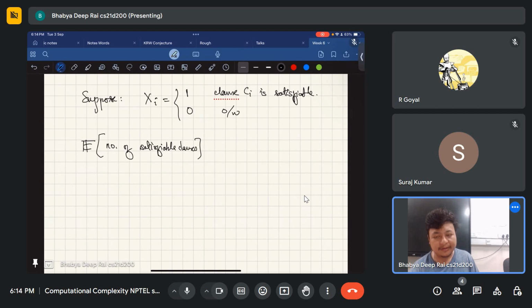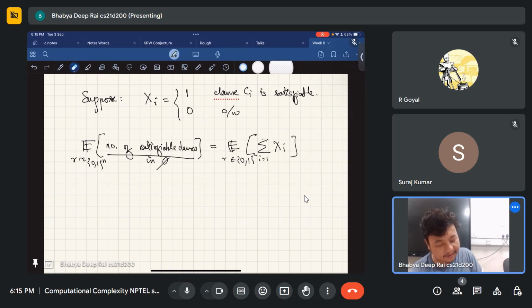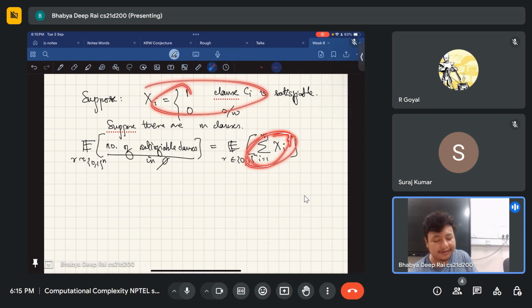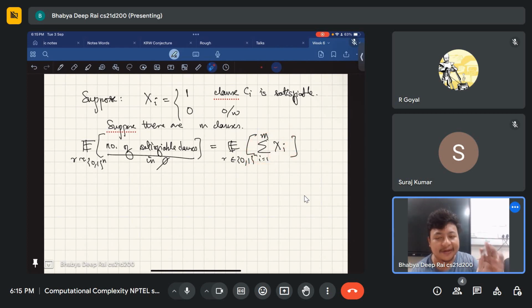Expectation of the number of satisfiable clauses, where the expectation is over the random bits R sampled from 0 1 to the n. The number of satisfiable clauses in phi is nothing but the summation of Xi, where i goes from 1 to m, suppose there are m clauses. This is clear, right? Because the random variables are binary, summing them up exactly gives the number of clauses that are satisfied, since 1 means a clause is satisfied. I want the expected value of this.